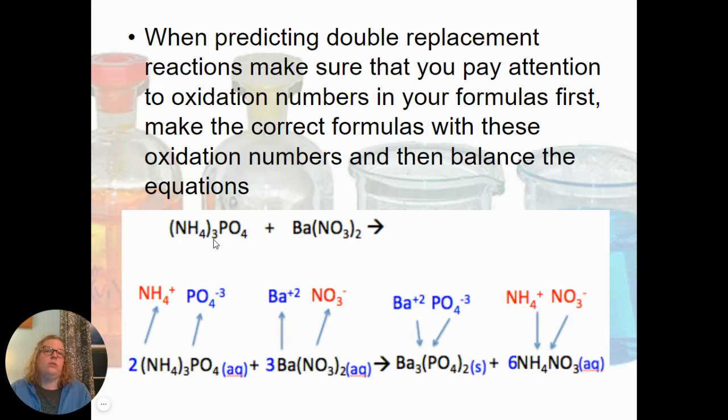We will deal with the incorrect quantity when we balance our equation, but you've got to get the formula right for that. The same thing with the barium and the nitrate. Barium is a +2 and nitrate is a -1. So if you look here, all we care about is the formula for each ion and the oxidation number first. Then we will switch them, make new partners, and then deal with the balancing.